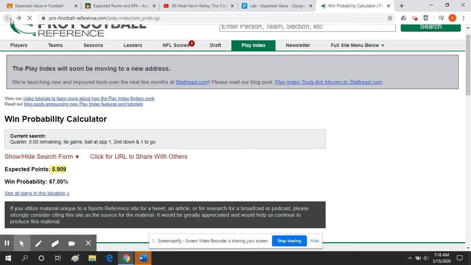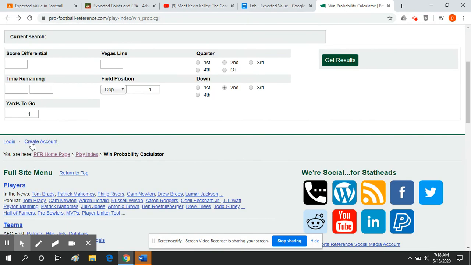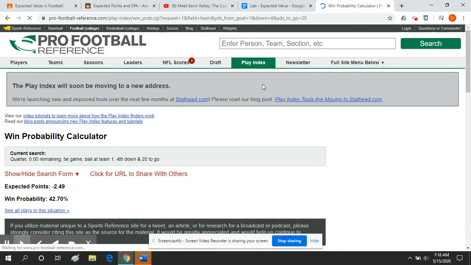On the other hand, if you go to the other extreme, let's say I have 20 yards to go, it's fourth down, and I'm on my own 1 yard line. That's a horrible position. You're backed up against your own end zone. And it says the average number of points is negative 2.49. Because on average, when you're in that position, the other team's actually going to score.